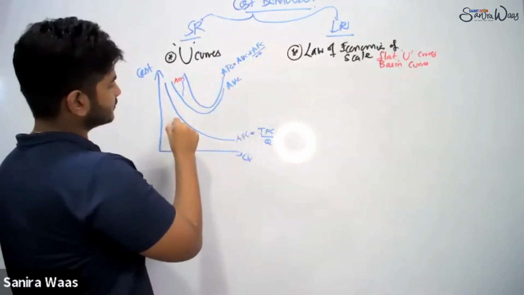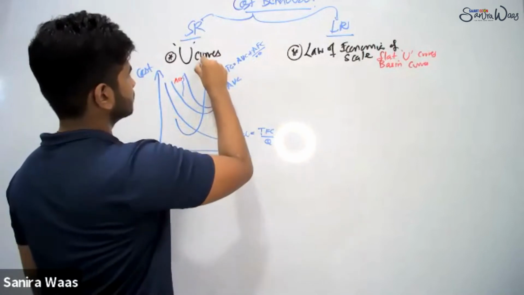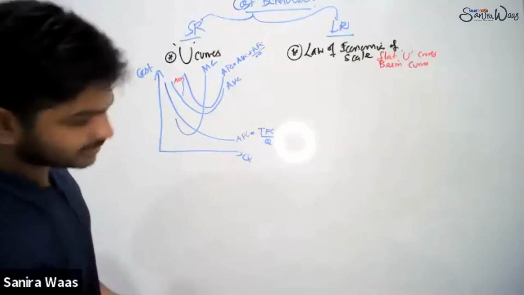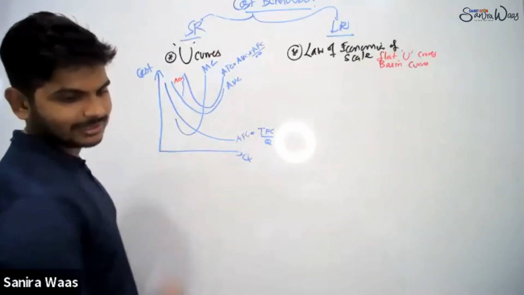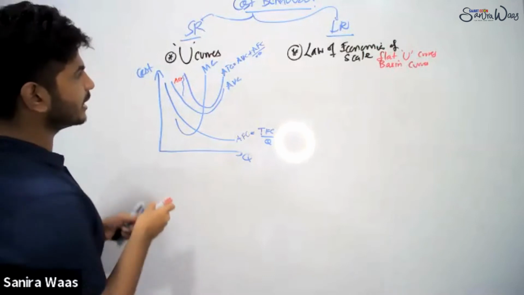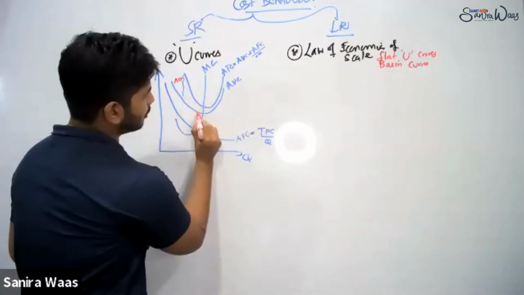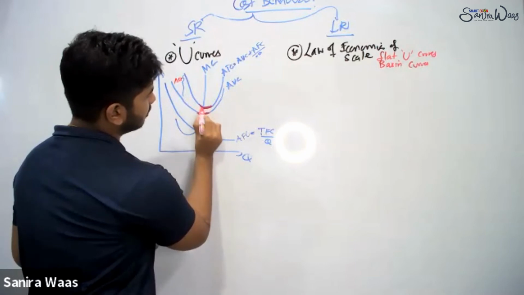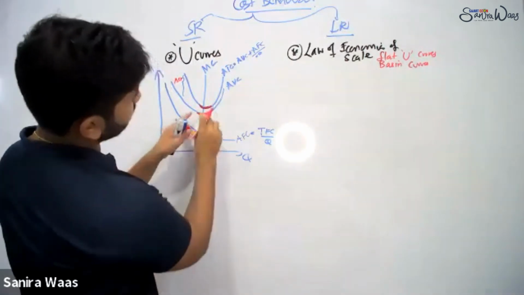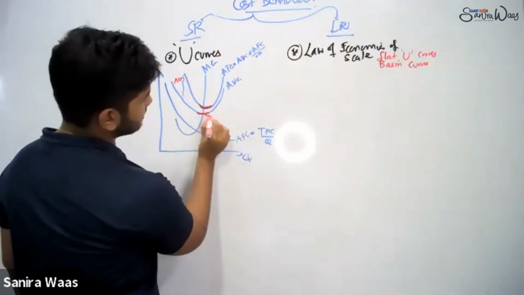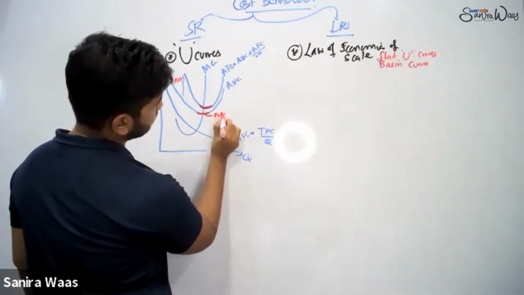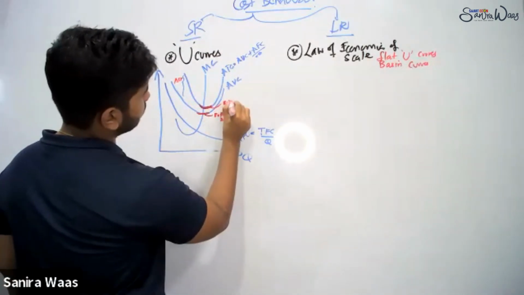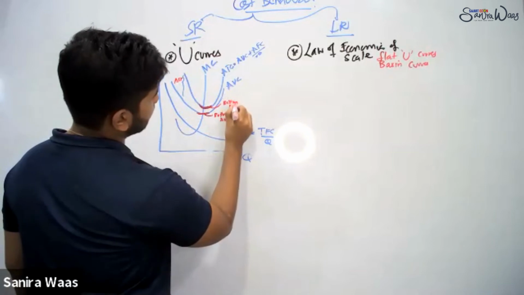The next one is your MC. Control reset, right? So ideally your MC needs to cut the most bottom points of AVC and ATC. The bottom of AVC, and this one is the bottom of ATC.